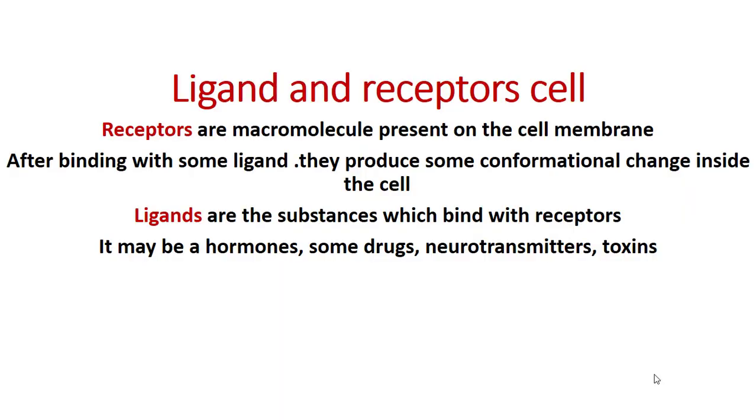Then what are the ligands? I have told you earlier. What is the receptor? One very important thing: receptors are macromolecules present on the cell membrane. After binding some ligand, they produce some conformational change inside the cell. We have a lot of receptors, like insulin receptors. Different hormones have different receptors. Some receptors are present on the cell membrane, and some are present in the nucleus membrane. So there are different receptors and different ligands.